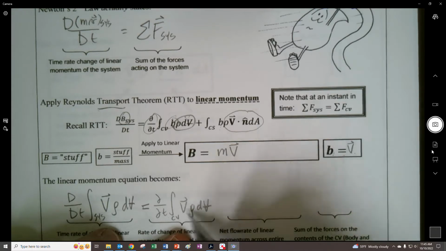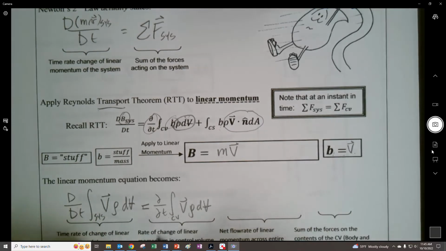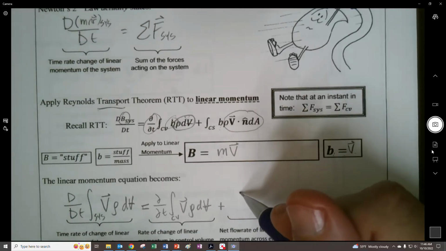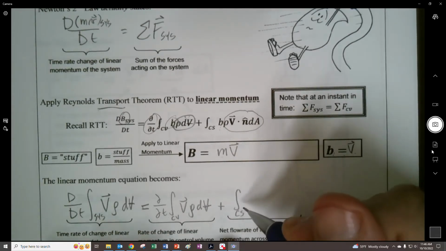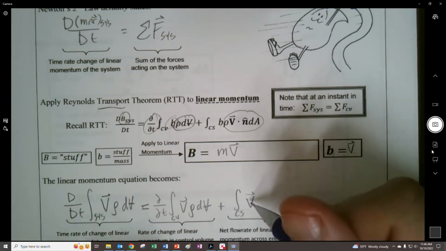And that's going to be momentum, but then we're going to take the time rate of change of it. So whatever happens here is the rate of change of the linear momentum inside the control volume. And we're also going to say, well, what's coming into and out of the control volume? That's going to be through the control surfaces. And here's our B right there.